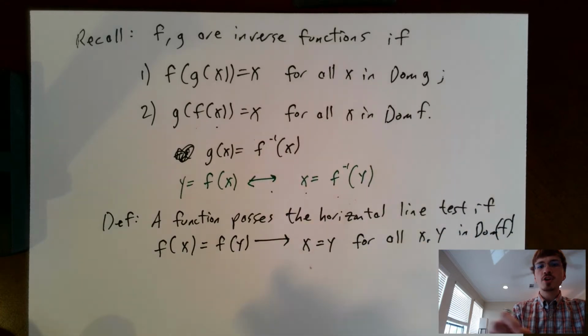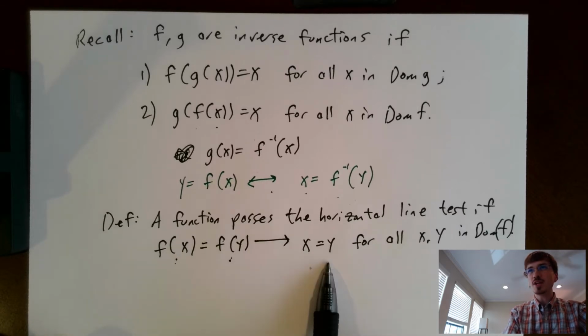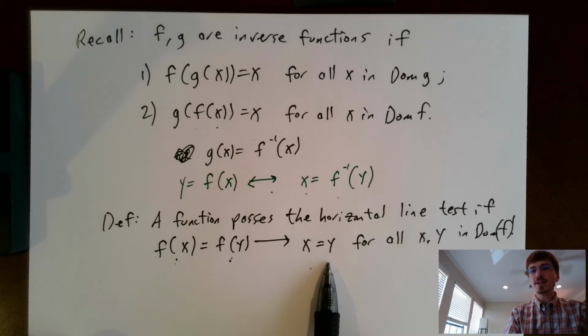Yeah? So what does this mean? If the outputs of the function are the same, the only way that can happen is if the two inputs were initially the same in the first place, right? And that's our intuitive idea of the horizontal line test.